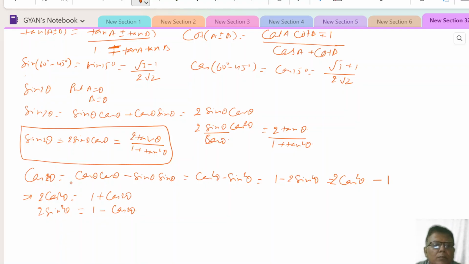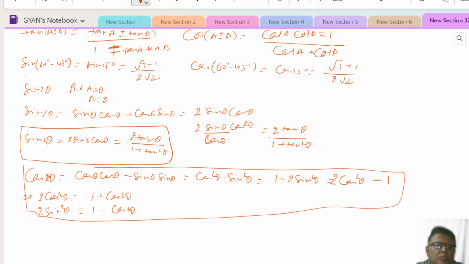The cos 2 theta will come here, and the 2 will go here. So this is also a very important formula.